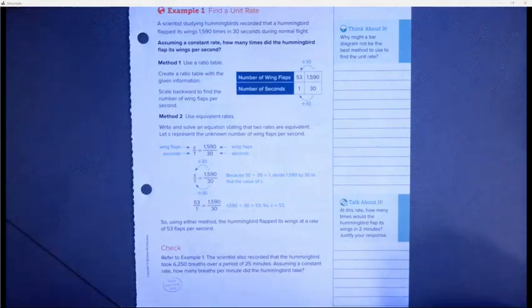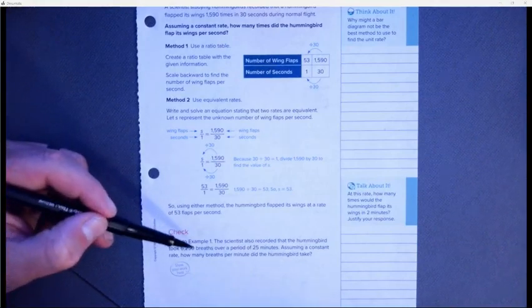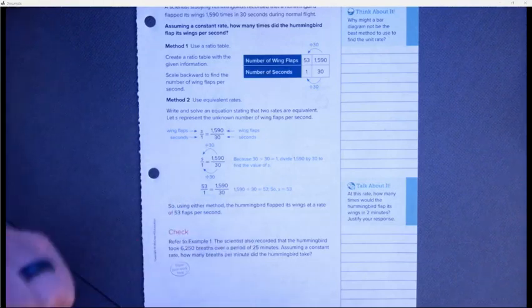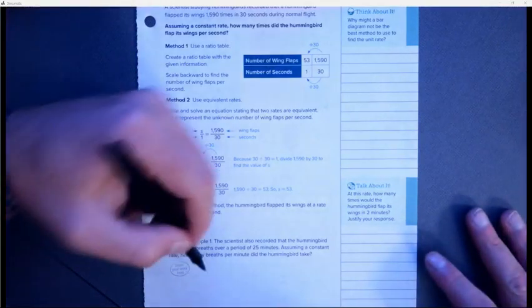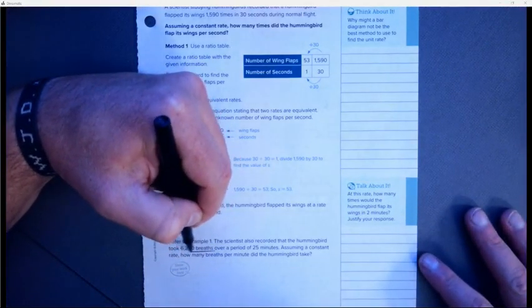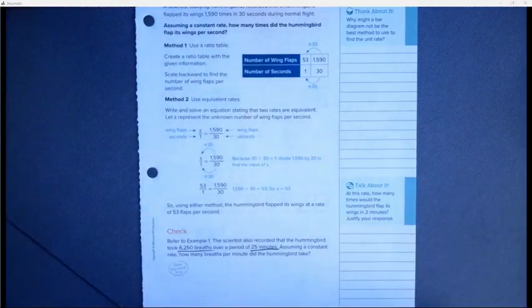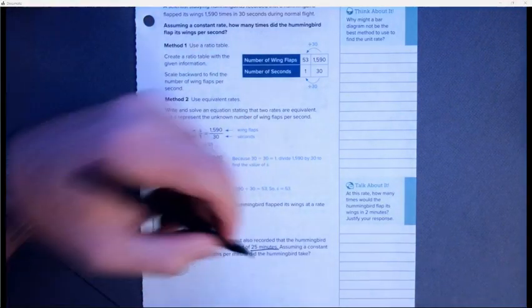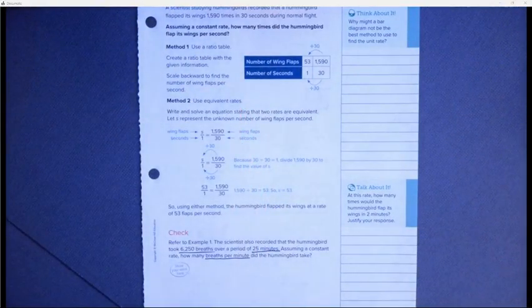Now at the bottom of the page, they say, the scientists also recorded that a hummingbird took 6,250 breaths over a period of 25 minutes. Assuming a constant rate, how many breaths per minute did the hummingbird take? Now at this time, I want to point out that they gave us 6,250 breaths over a period of 25 minutes. And then in the question they said, how many breaths per minute did the hummingbird take?